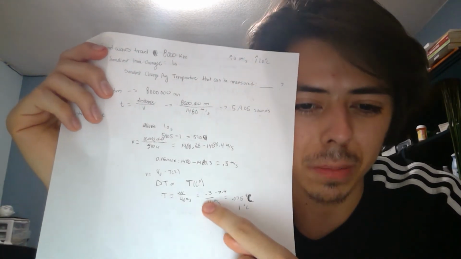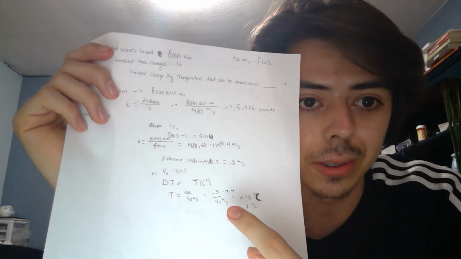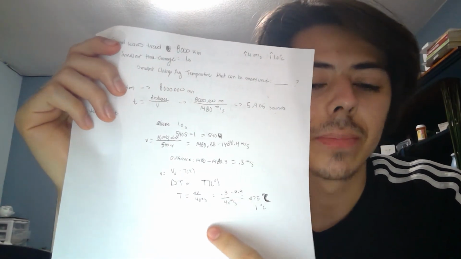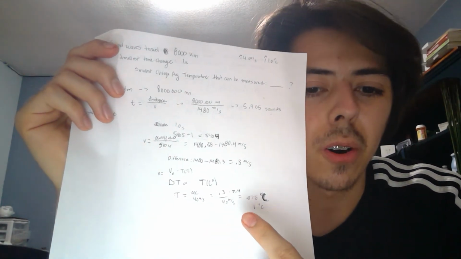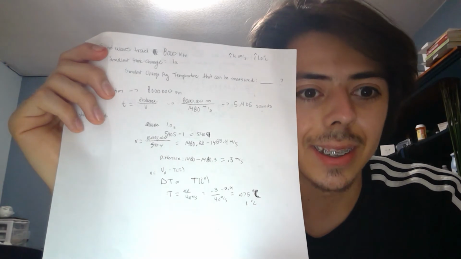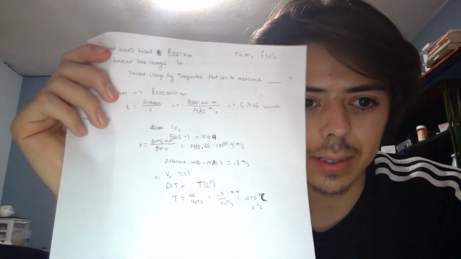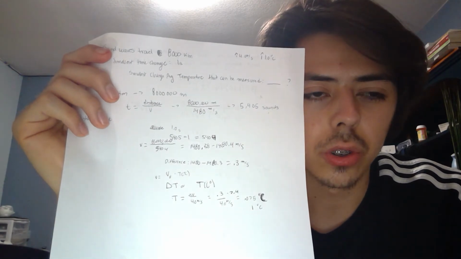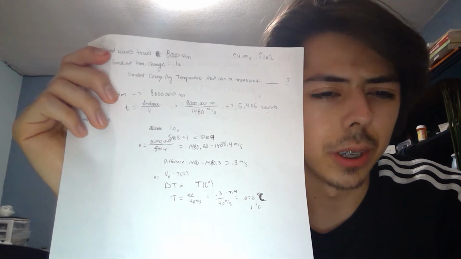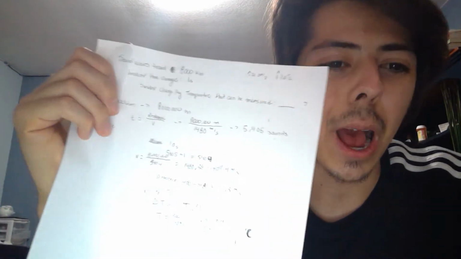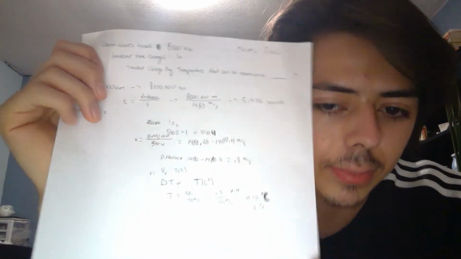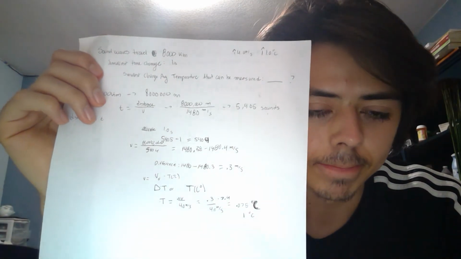I messed up when I first did this problem. I put 0.3 because I was doing it really fast. It's really 0.4, over 4.0 meters a second, because that's the change. And you're going to get about 1 degree Celsius as the smallest change in average temperature that can be measured. There you go. That is the problem. That's how you do it.